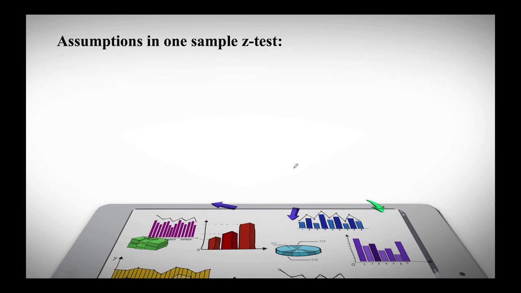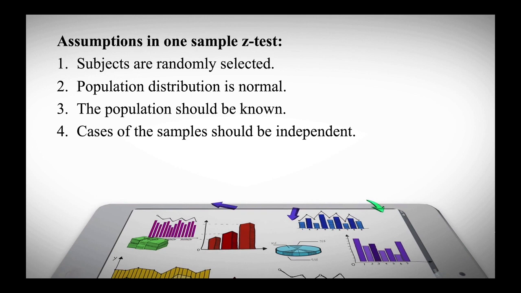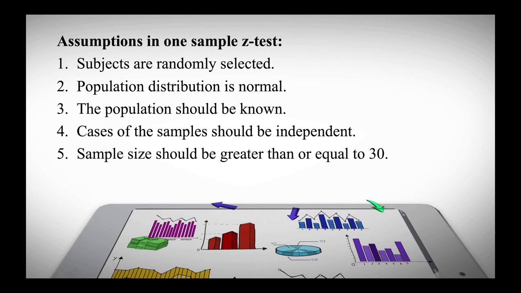Now, for the assumptions in one sample z-test, we have here the first assumption is that the subjects are randomly selected. Second one, population distribution is normal. So we are assuming that the distribution of the data here is normal. Third one, the population should be known. And fourth, cases of the samples should be independent from each other. And the last one, again, sample size should be greater than or equals to 30.